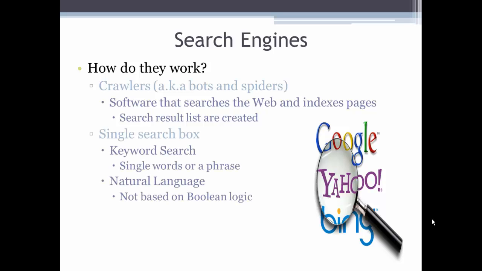Most search engines default to a single entry box for keyword searches. The keyword search allows for a single word or a phrase which can be input in natural language, and does not require Boolean logic that many databases do. Once the search terms are entered, the crawler finds pages with those terms and returns the results list.